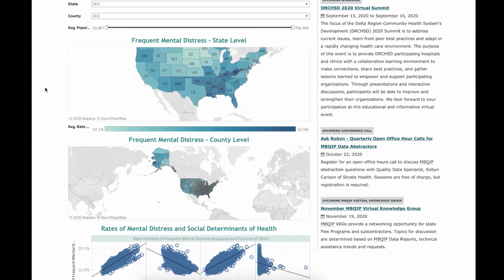The two geographical maps in our dashboard display the percentage of adults who reported greater than or equal to 14 days in response to the question: "Now, thinking about your mental health, which includes stress, depression, and problems with emotions, for how many days during the past 30 days was your mental health not good?" The data in these graphs are aggregated at the state and county level.